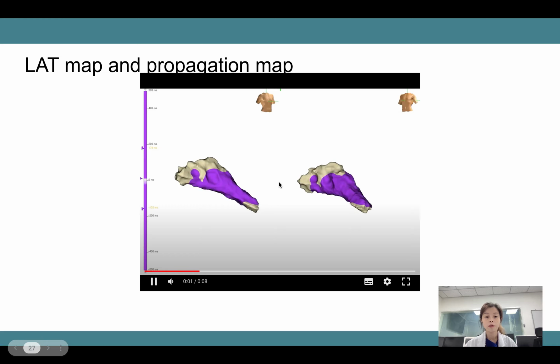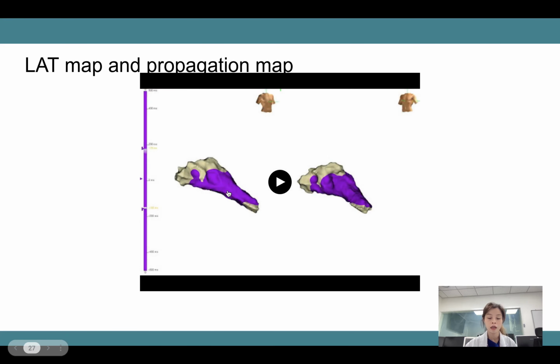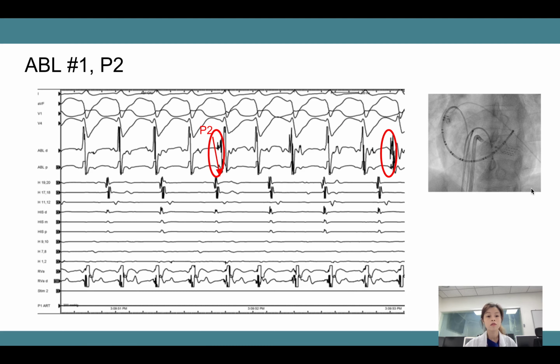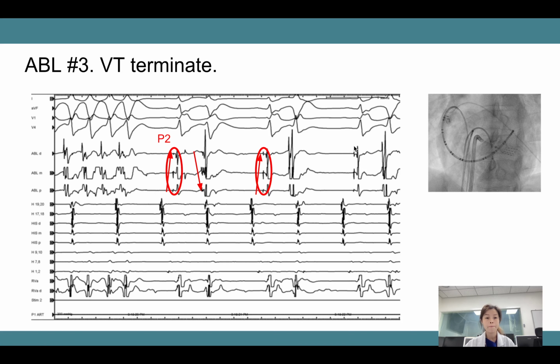So this is the propagation map during the ventricular tachycardia. Sometimes this 3D mapping can be useful for us to identify the earliest activation point. So we proceed to ablation targeting the P2 potential. As shown in this EGM, you can see that the P2 potential cannot be identified before each QRS complex. This is because the catheter was not very stable.